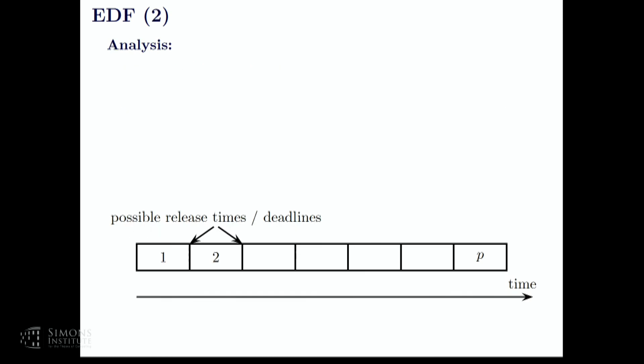Okay. The analysis is going to be very similar to that classical analysis that you can find in any scheduling book. There they prove that EDF is optimal. Here we prove that EDF is almost optimal, and the almost depends on the length of your chains.